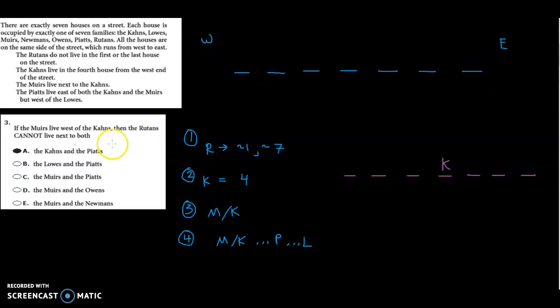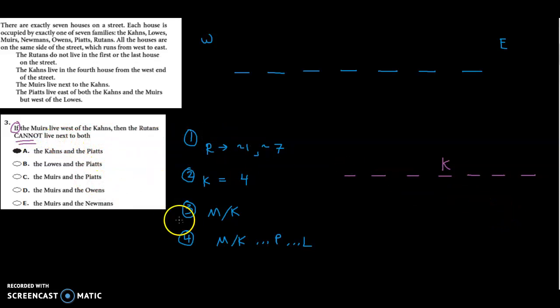4 rules. Okay, then for this particular question, it's stated "if," so there's a hypothetical, which means I made a new sketch. I obviously did not fill in what the rules would be for the master sketch. You could try that on your own. But for this one, if the M's live west of the K's, then where the R's cannot, key phrase there, where could they not go?